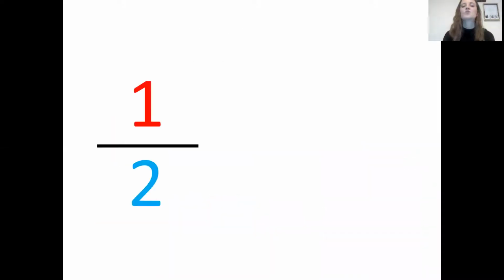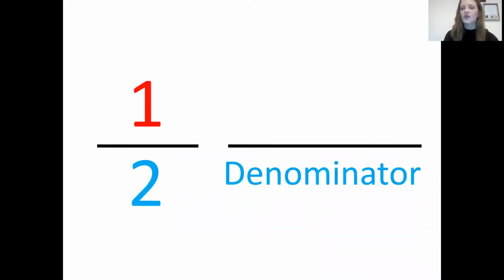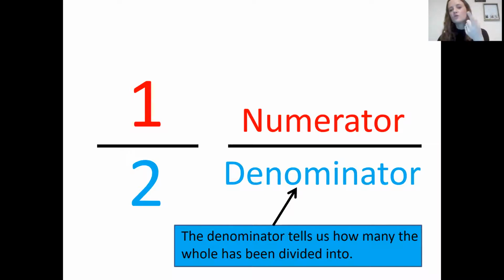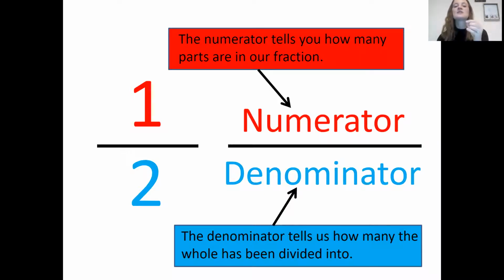Okay, so when we are looking at a half, remember that your denominator goes at the bottom. Your denominator tells us how many the whole has been divided into. So in the case in the previous slide, the cake had been cut into two equal pieces. And if I'm giving you one of those, you have half the cake. And the numerator tells us how many parts are in our fraction, so how many parts of the whole that you have.